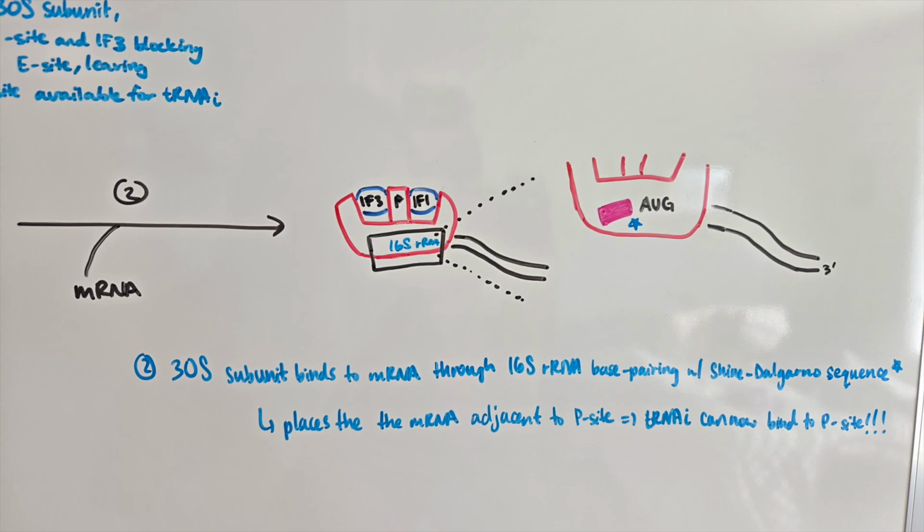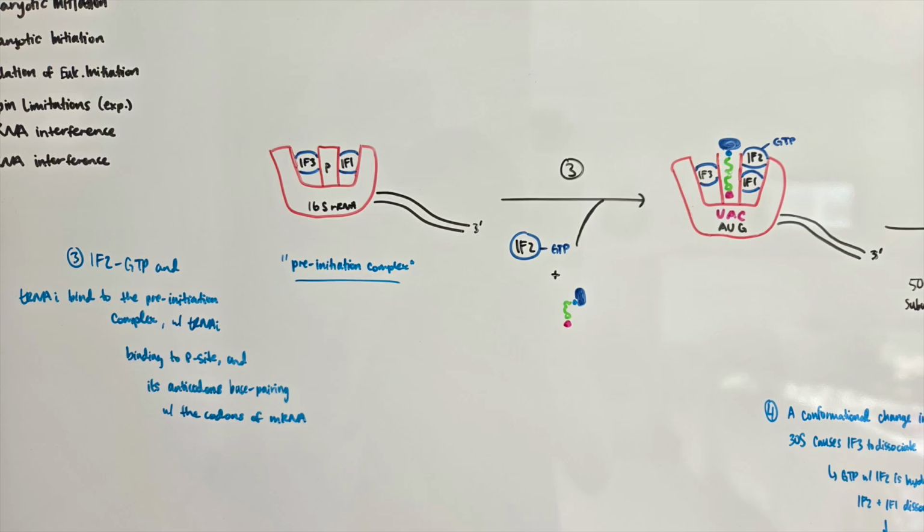It's basically a sequence before the start codon that designates where the ribosome is, and it delegates whether the ribosome is going to bind to the correct start codon. So at this point, we have formed our pre-initiation complex. So yeah, we've made it this far.